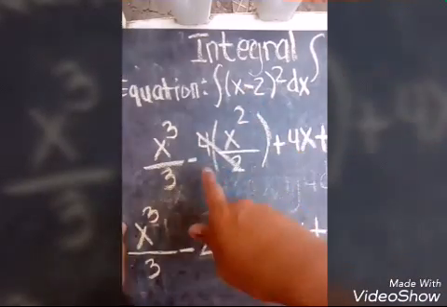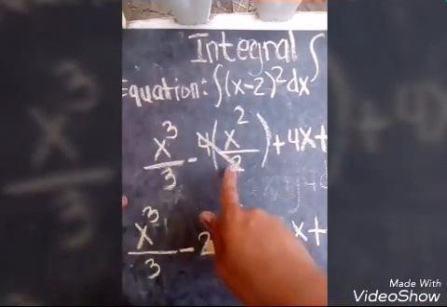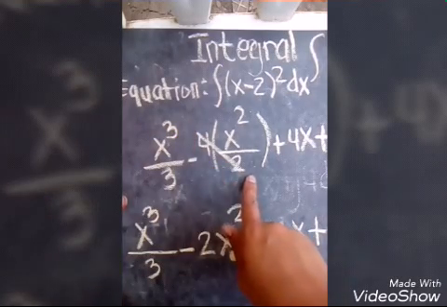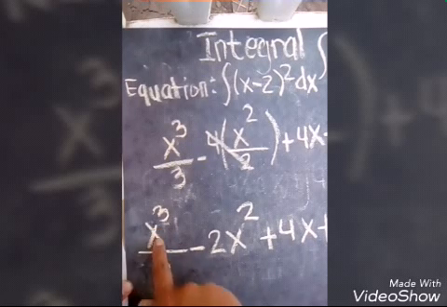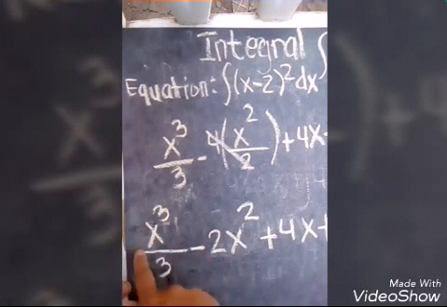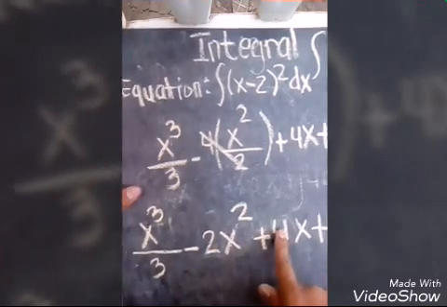So we need to cancel the denominator because 4 and 2 are divisible. So 4 and 2 cancel. So our final answer would be x cubed over 3 minus 2x squared plus 4x plus c.